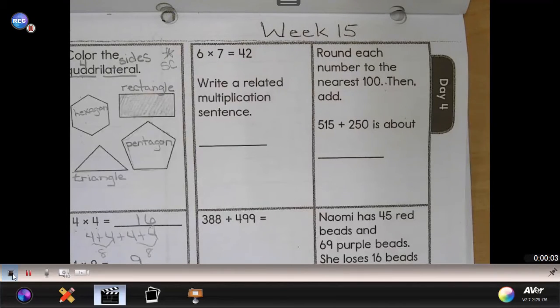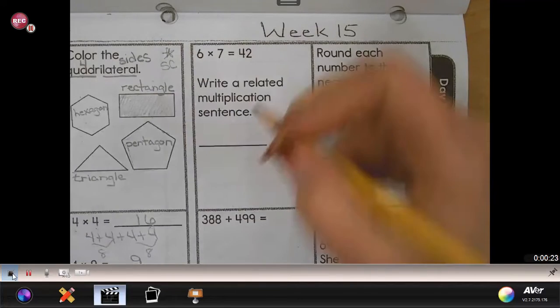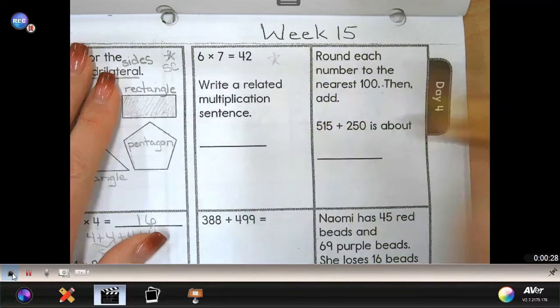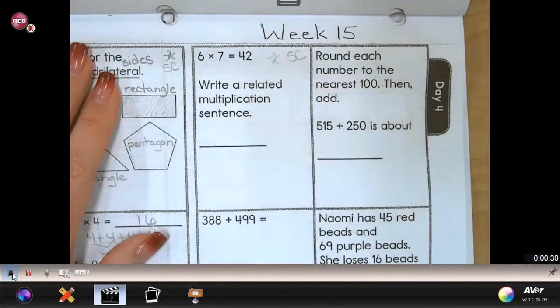Third graders, it's Friday and we are going to take a look at our DMA for week 15, day 4. So let's remember that we want to self-check ourselves. If you get it correct, please place a star. Or if you have to correct yourself, put an SC here to show that you are making a change. So remember, these are review problems. These are to help us build our skills and keep our skills that we've already learned.